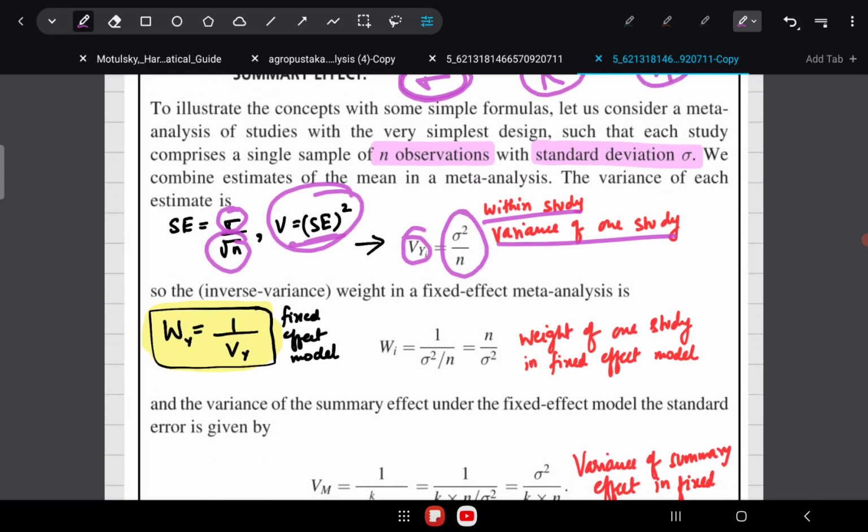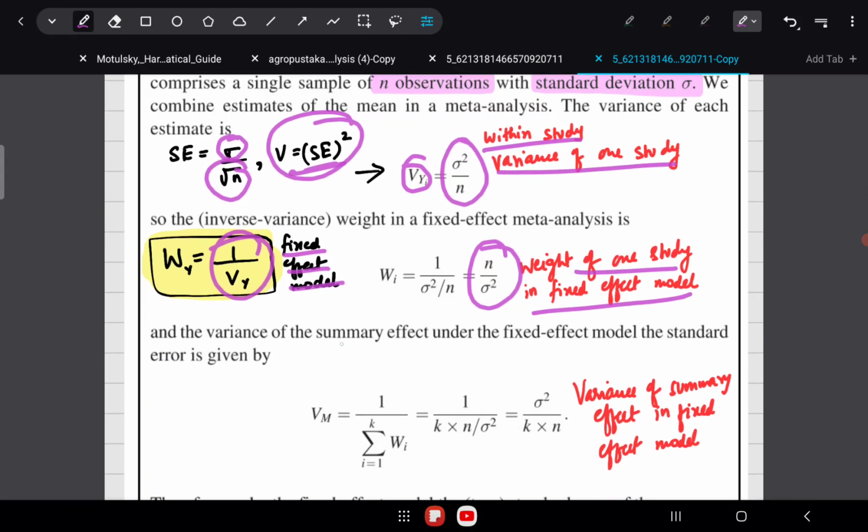Now let's calculate the weight of one study if we are doing a fixed effect modeling versus the weight of one study when we are doing a random effect modeling. It's pretty straightforward. In fixed effect modeling the weight is the inverse of within study variance, so it will be 1 divided by Vy, so it will be basically n by sigma square. So this is the weight of one study when you are doing a fixed effect modeling.